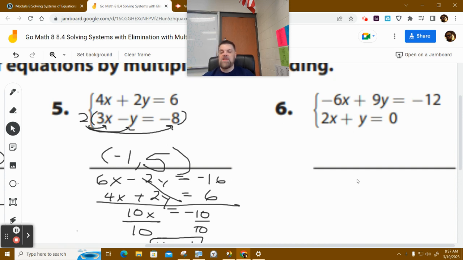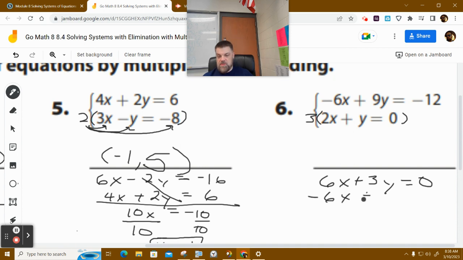Now, I'm going to multiply. Here's what I'm going to do. And by the way, there's no right or wrong. I encourage you to try it a different way, and we'll still get the same answer. But because the numbers are smaller, I'm going to multiply this first one by 3. So that becomes 6x plus 3y. And what's 3 times 0? 0. And then I'm just going to put down this first equation, 6x plus 9y equals negative 12.